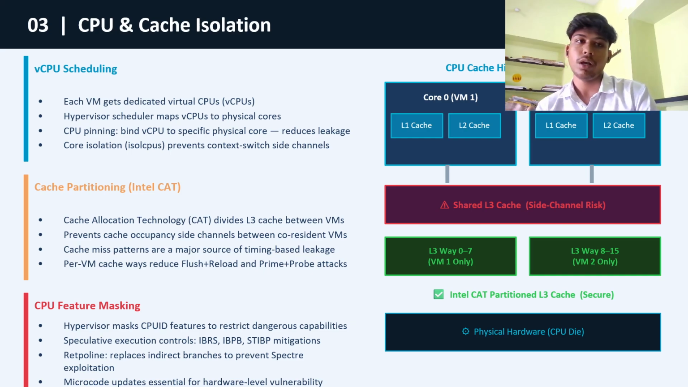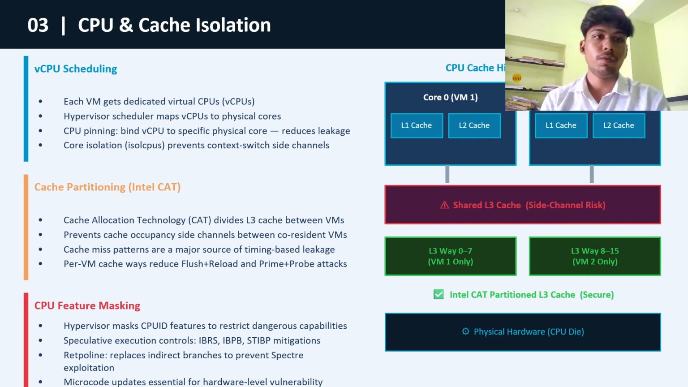Intel CAT solves this by dividing the L3 cache into separate portions called cache ways and assigning specific ways exclusively to each VM. VM1 uses cache ways 0 to 7 and VM2 uses cache ways 8 to 15. They never share cache ways. This eliminates the cache timing side channels. So these are the Intel CAT.